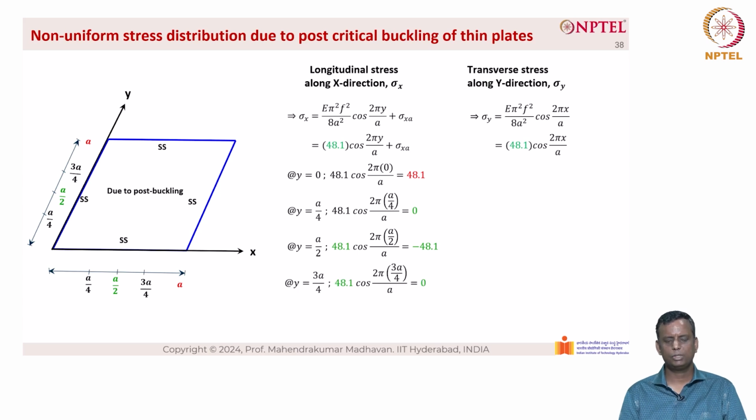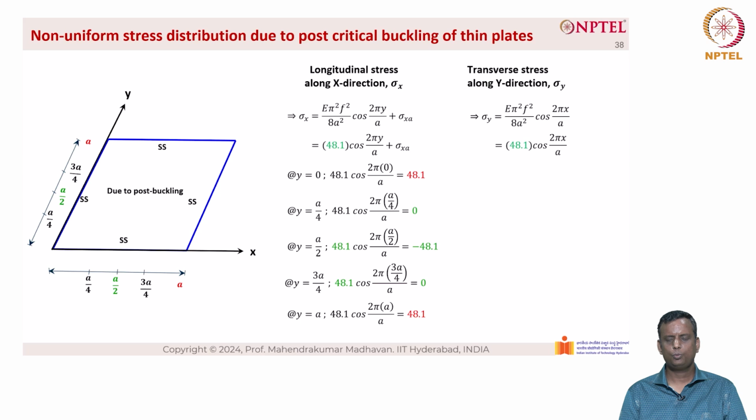Now the next term is y equal to 3a by 4, which is 48.1 into cos of 2 pi into 3a by 4 by a, which again is a multiple of pi by 2, and so it becomes 0. Now we have at y equal to a, 48.1 into cos of 2 pi a by a.